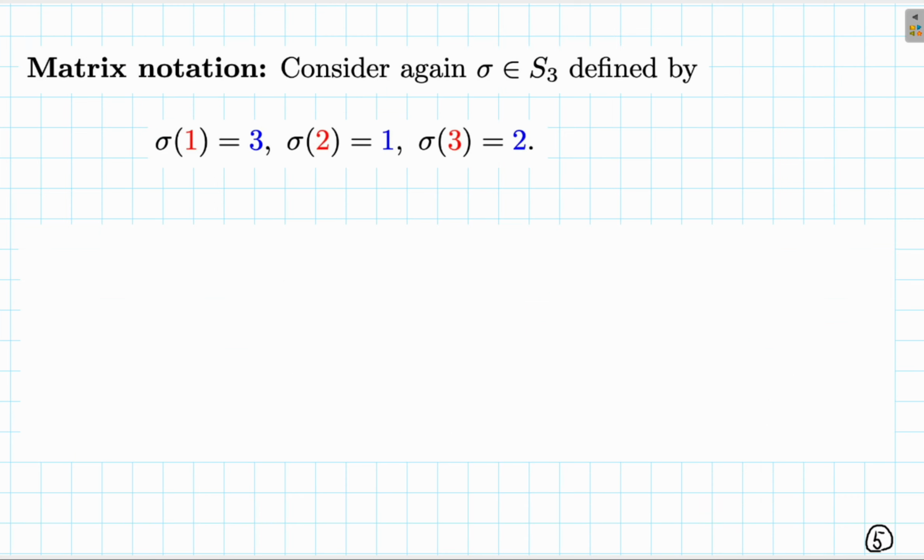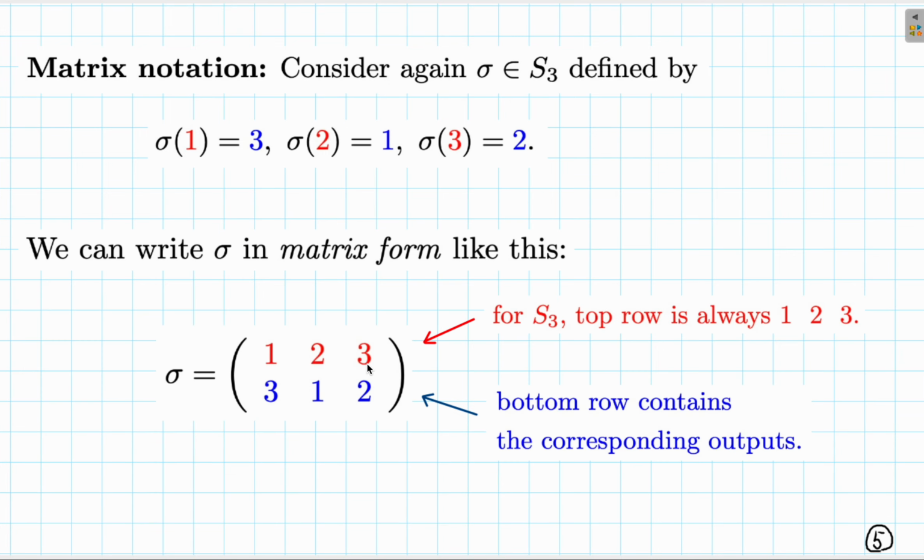We'll introduce a notation to represent a permutation. So here's sigma in S3 once again. The inputs, as usual, are 1, 2, and 3, and the corresponding outputs are 3, 1, and 2. And so here is sigma written in what's called matrix form. And sigma equals, and here's the description of sigma.